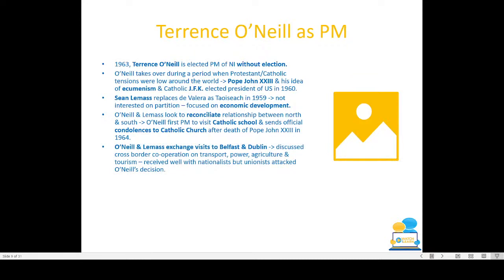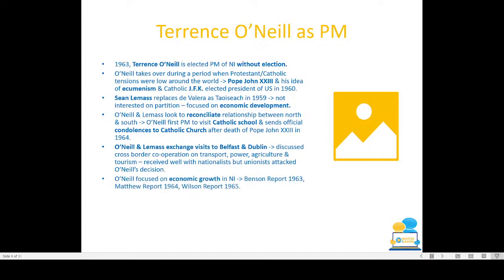They discussed cross-border cooperation on transport, power, agriculture and tourism, non-contentious, non-controversial areas where they could look to cooperate. And this was received well by nationalists, but unionists attacked O'Neill's decision. So we see tensions start to rise. Unionists, who was obviously the party that O'Neill is in charge of, weren't happy with O'Neill opening up his arms to Catholics and looking to improve relationships.